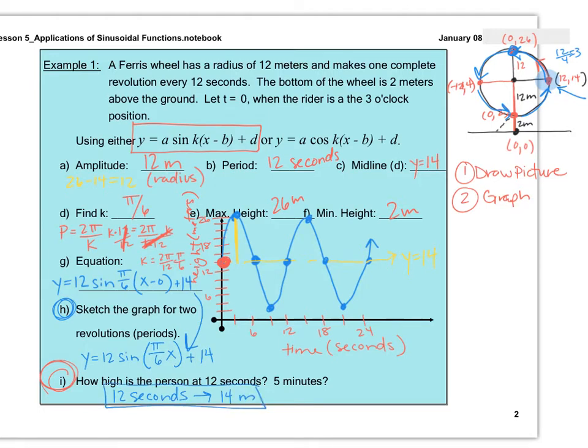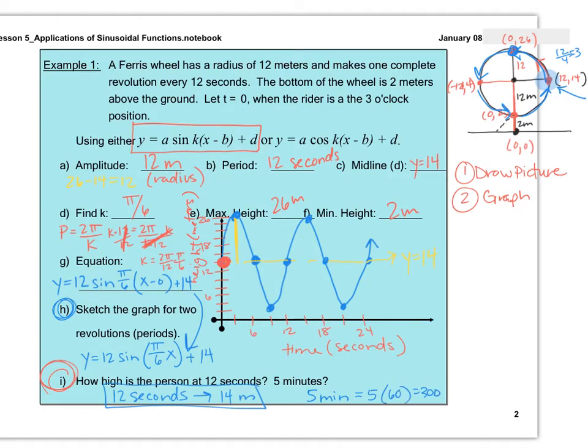Now, how far up will that person be, or at what height will that person be after 5 minutes? Okay, by the way, can you imagine going around at 12 seconds per revolution for 5 minutes? I don't think you'd feel very good. 5 minutes, let's think about this. Each minute is 60 seconds and our time is in seconds. So 5 times 60 is 300 seconds.